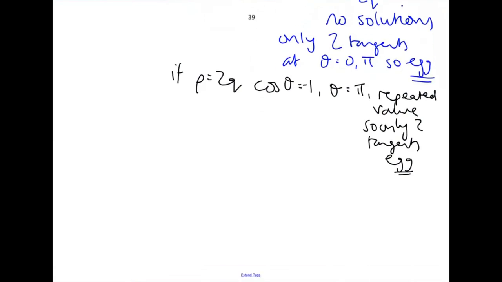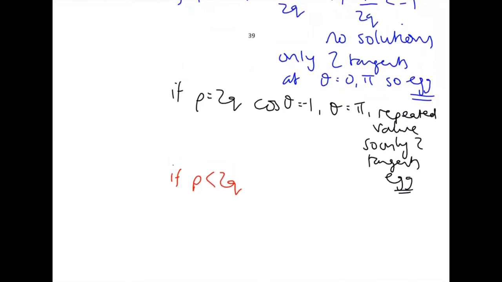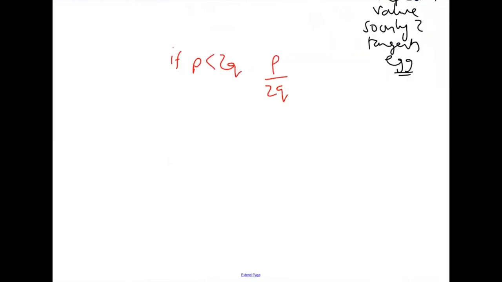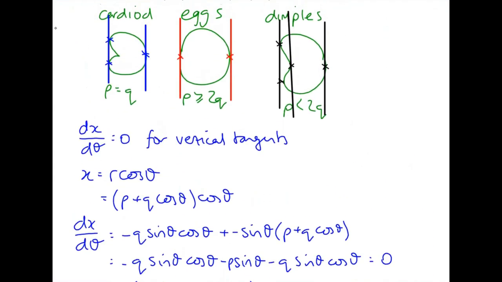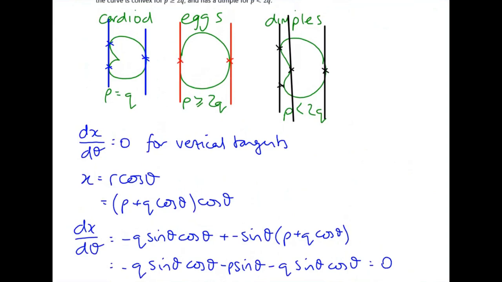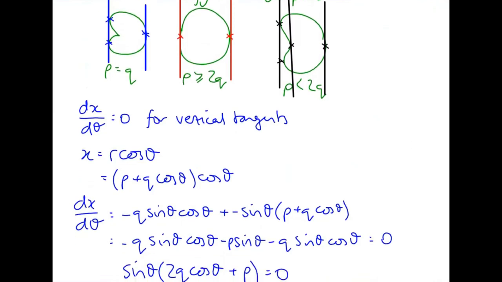The other option we've got is if p is less than 2q. So p over 2q is less than 1, and it's bigger than 0, because p and q are positive constants from earlier on. So minus p over 2q is bigger than minus 1 and less than 0, which has solutions. As long as it's between 1 and minus 1, it's fine. So we've got these solutions at 0 and pi, and we've also got two more solutions. This is the dimple, the one that's got 4 points where the tangents are.